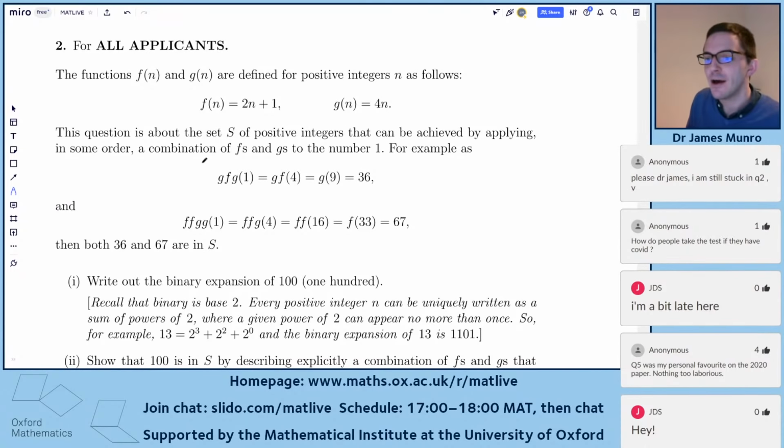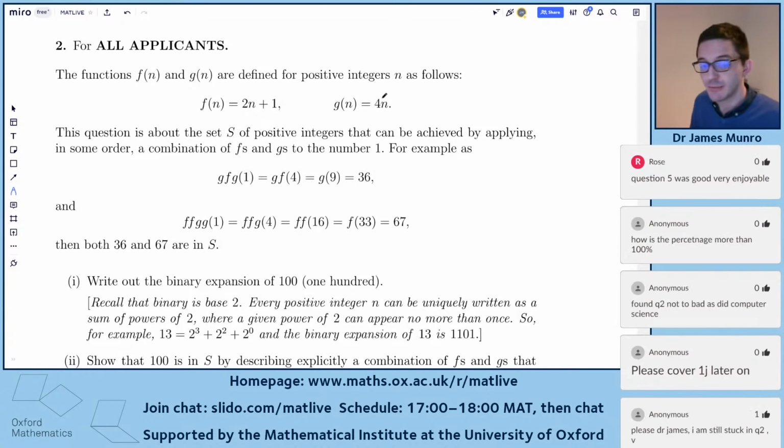Let's go. We've got 2 functions. We've got f and g. f takes a number, doubles it and adds 1, and g takes a number and multiplies it by 4. Okay, those are our 2 functions.